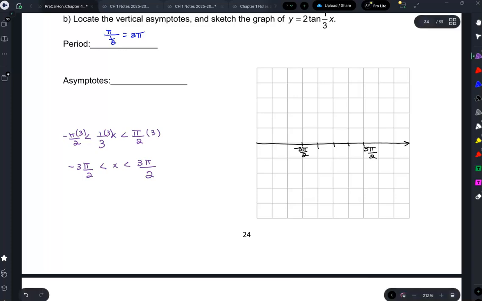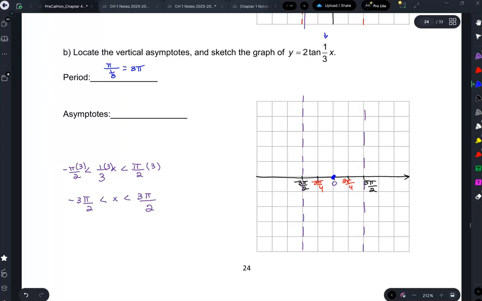What goes in the middle? 0. And then what about here? What do the other ones get? Yeah. So what's halfway between 0 and 3 pi over 2? 3 pi over 4. And negative 3 pi over 4. Okay, let's put asymptotes. Because what's a tangent graph without asymptotes? Nothing. Okay, 0, 0. Center is 0. Now, okay, so the asymptotes here were x equals plus or minus 3 pi over 2.